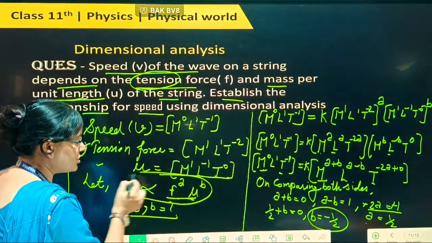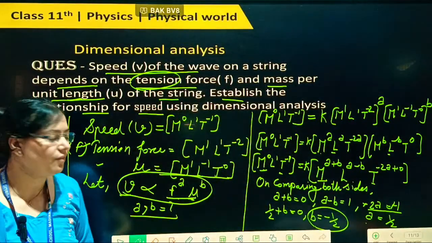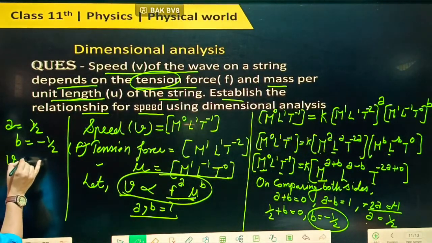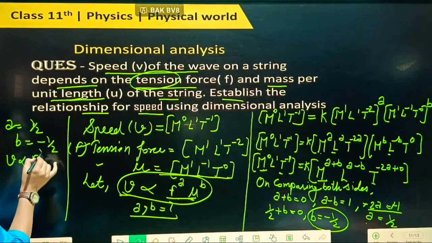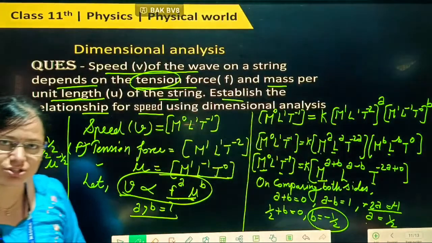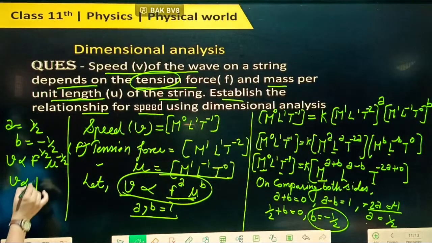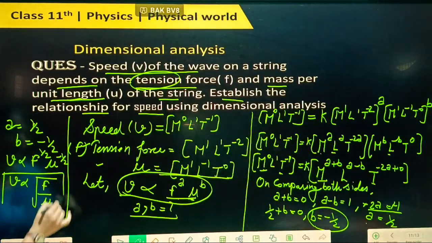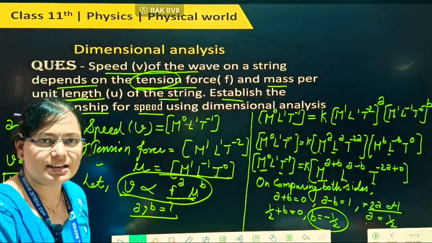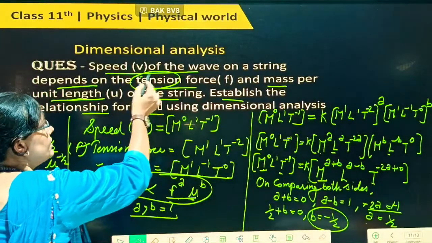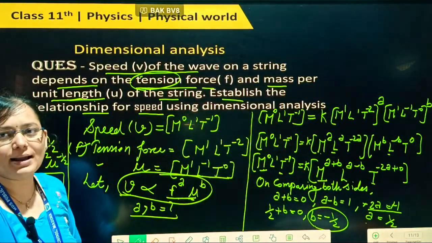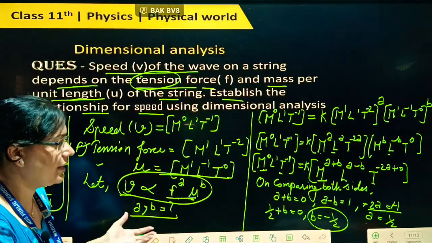Now write this relation and put the values of a and b, then we will get the relation of the speed with the force and the mass per unit length. So V is proportional to the force with power a, that is 1 by 2, and the mass per unit length with power minus 1 by 2. Minus 1 by 2 we can write downside, so velocity depends on the square root of F by mu. This is the relation for the speed of a wave on a string. For any string we take and release, wave formation will occur, and the speed of the waves depends on the force and the mass per unit length, like this relation. Clear to everyone? Like this, we can apply the third use of dimensional analysis in our question.